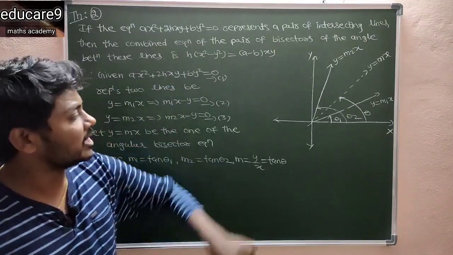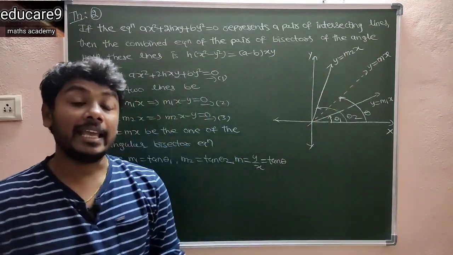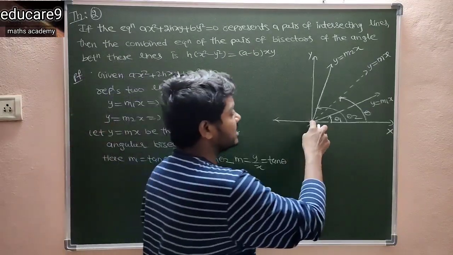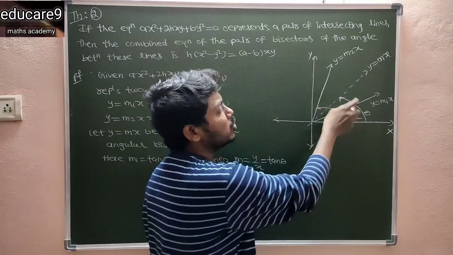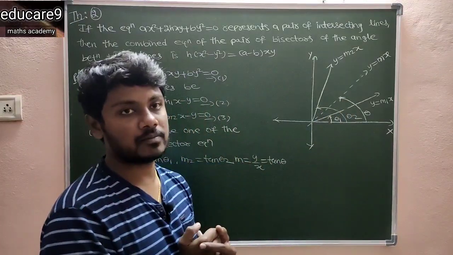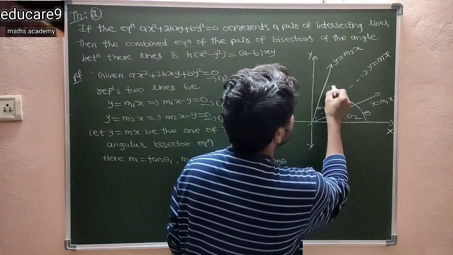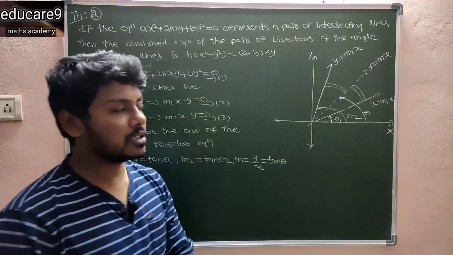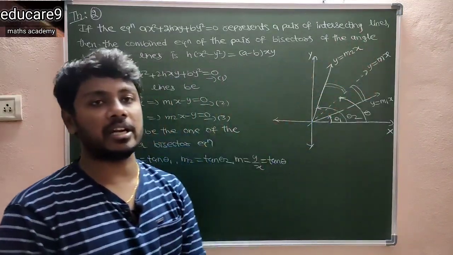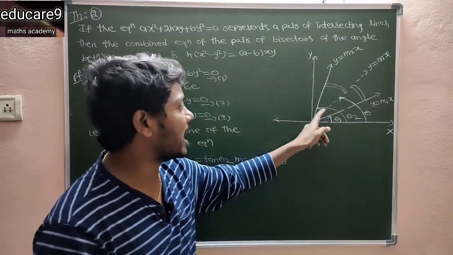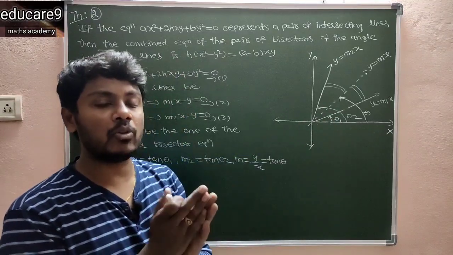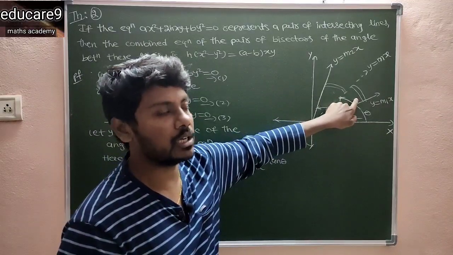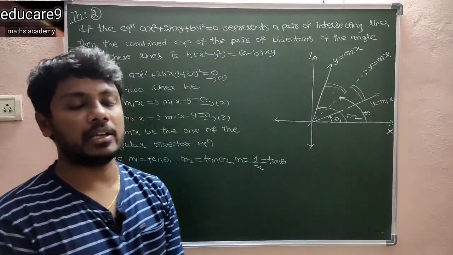Okay. So you know that y is equal to mx is the angular bisector equation. So clearly this line divides these two lines into equal parts. So therefore these two angles are equal, because this is the angular bisector equation. So the total angle is divided into equal halves. Suppose this angle is theta, this is theta by 2, this is theta by 2.